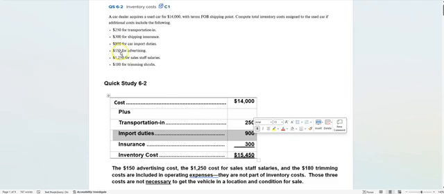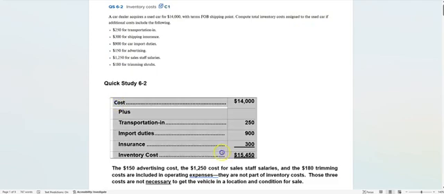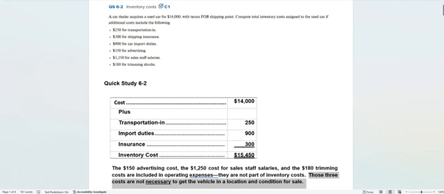However, $150 for advertising, sales staff salaries, trimming of shrubs or landscaping costs, those have nothing to do with the inventory that we bought. Those are all operating expenses. So we do not include those in our inventory asset account. We would just record those as an expense. So the total inventory cost that we are assigning to that car will be $15,450. Okay, those other three costs are not necessary to get the vehicle to us and ready for sale.